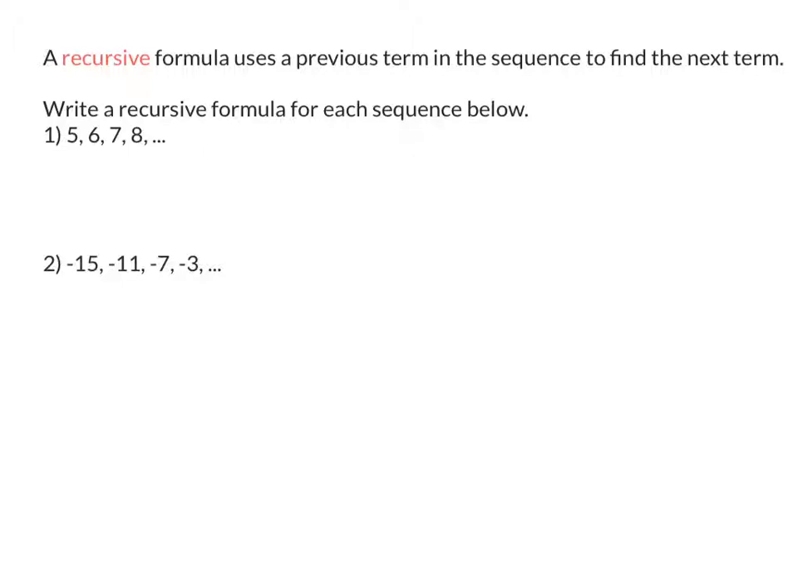I have two examples here, and we want to write a recursive formula for each sequence below. To go from 5 to 6, I would add 1. From 6 to 7, the same. From 7 to 8, I would do the same. To write a recursive formula for this, we have to define what our first term is. So we'll say a sub 1 equals 5.